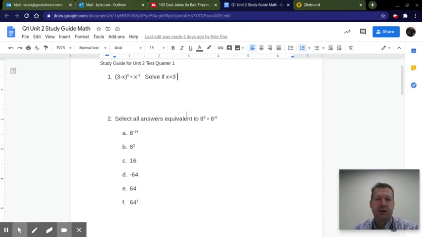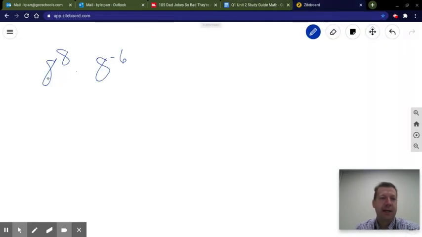Question number 2 says select all answers equivalent or equal to 8 to the 8th times 8 to the negative 6th. So when I multiply bases that have exponents, the bases have to be the same. So 8 and 8, that's my base. I'm going to add these two exponents together. So 8 plus negative 6. And I have 8 positives and 6 negatives. If I add those together, I end up getting 8 to the second power. The reason being is that 6 is negative, so it's kind of like saying 8 minus 6. I get 8 to the second power. So that would be an option on that next page. 8 to the second power means 64. So that's probably going to be an option.